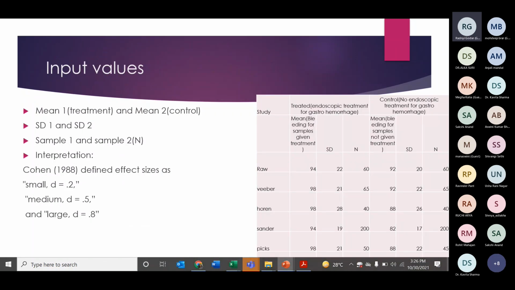The interpretation of the Cohen's D effect size is a little different from how we interpreted the R family. If Cohen's D is somewhere around 0.2, it is considered small. If it is around 0.5, it is considered medium. If it is around 0.8, only then is it considered large.